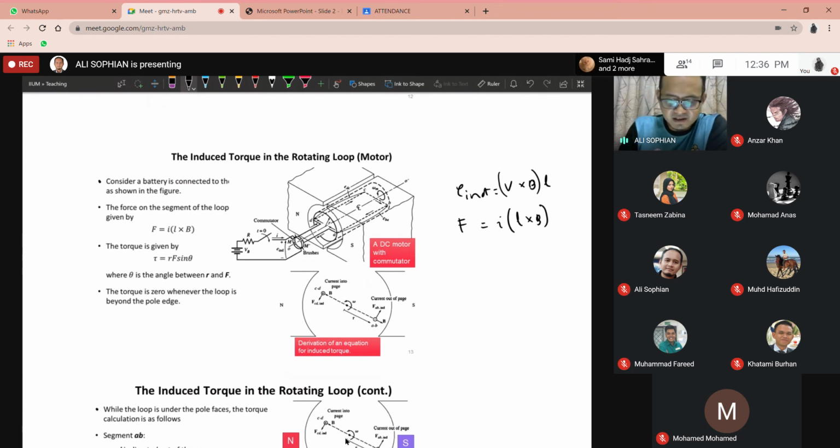Now, the significant difference: we are still talking about the same loop, but now we have the commutation, the brushes and the segments. And also now we have a battery, or voltage supply, which can be connected or disconnected by using this switch.